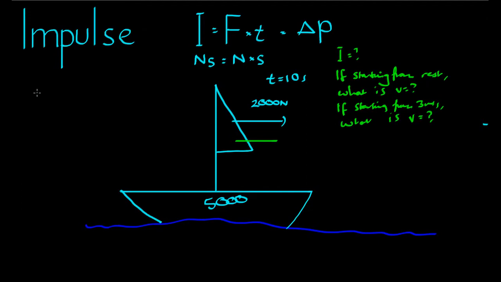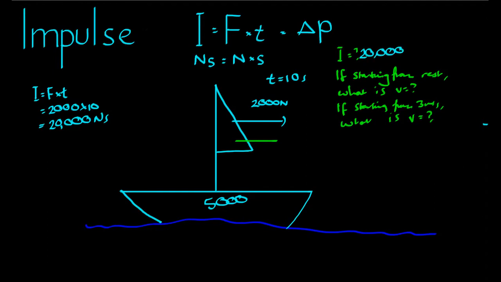What is the impulse? The impulse is equal to the force multiplied by the time. That's 2,000 newtons times 10 seconds, or 20,000 Newton seconds. So the impulse of the wind on the sailboat is equal to 20,000.